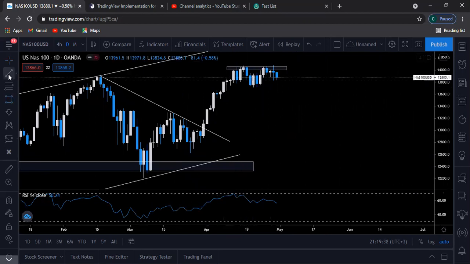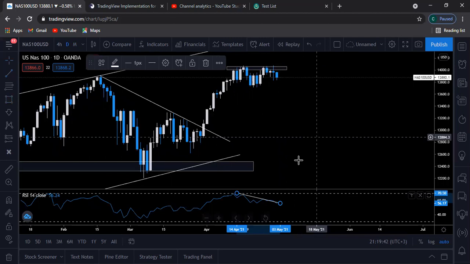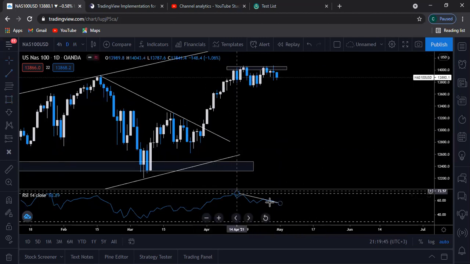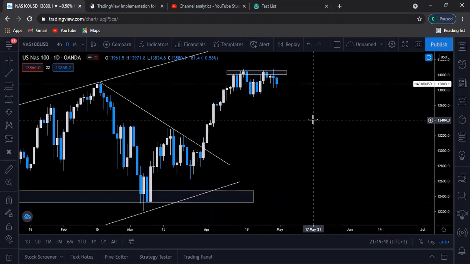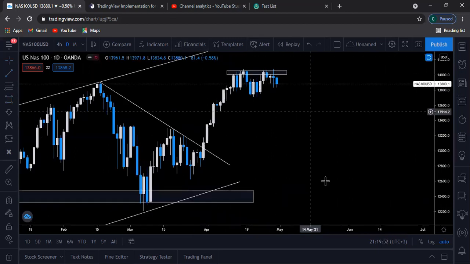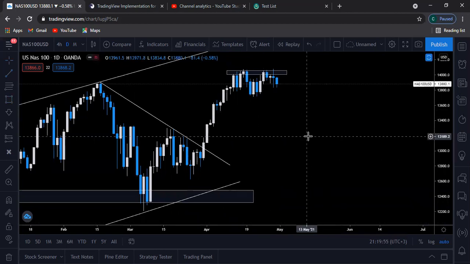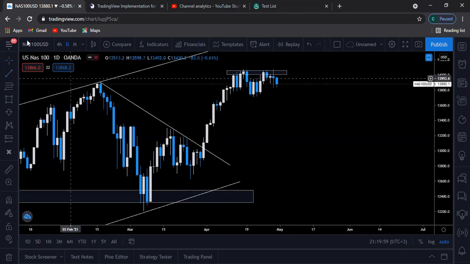As you can see here, we have an RSI divergence. It has diverged here, and here prices are flat. So that's just a confirmation, but you shouldn't be using that as your entry or confirmation. It's just for additional confluence.